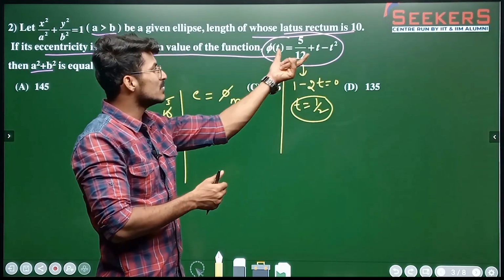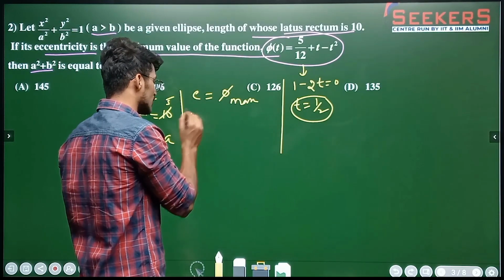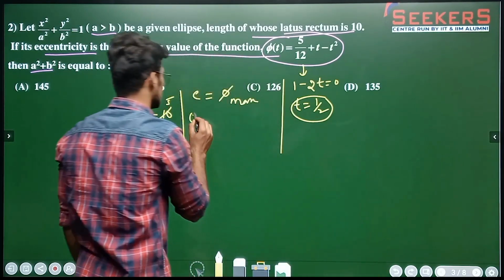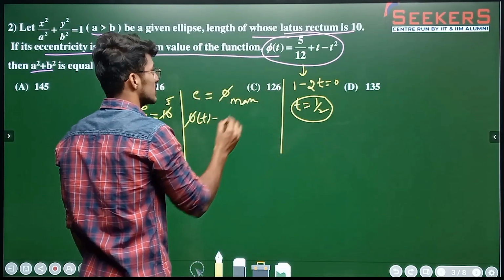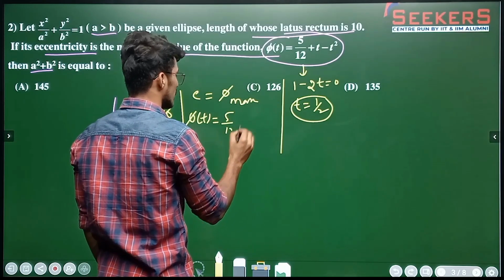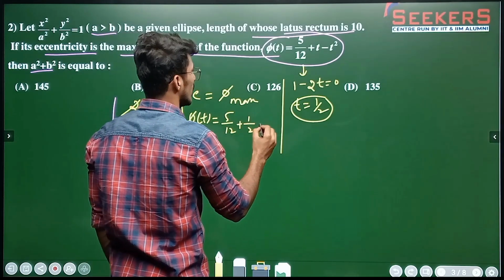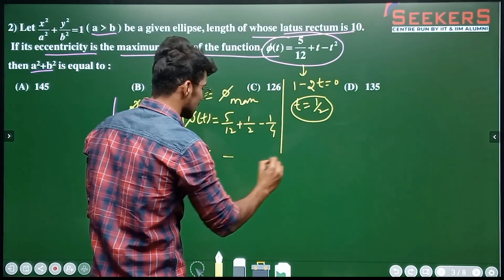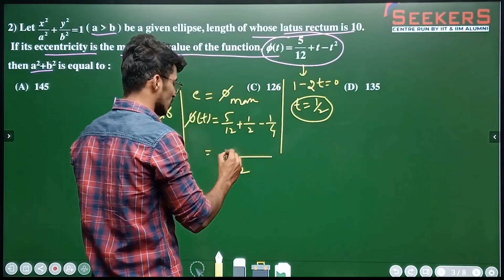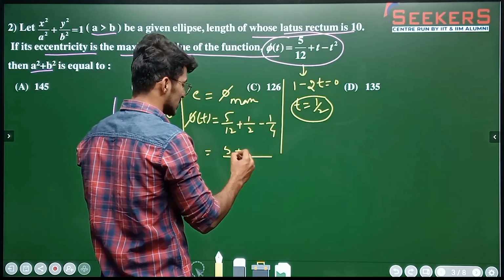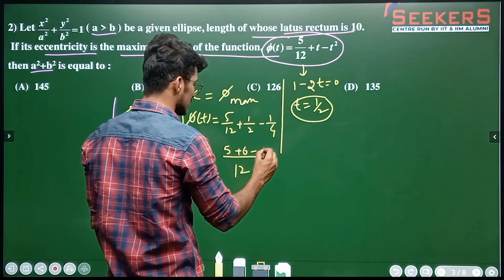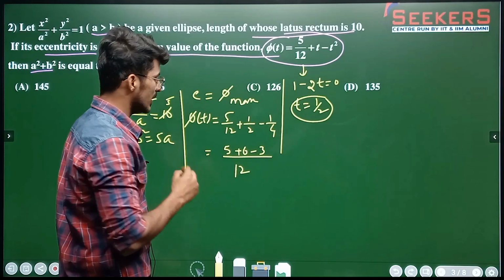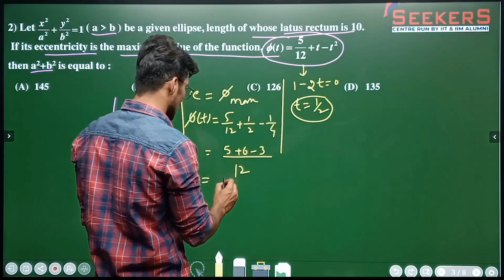Tell me now, the maximum value of this given. So what I am going to do now is, phi of t is going to be 5 by 12 plus 1 by 2 minus 1 by 2 square, which means 1 by 4. So LCM is what here? 12. So 5 by 12 plus 6 by 12, minus 3 by 12. So 8 by 12.